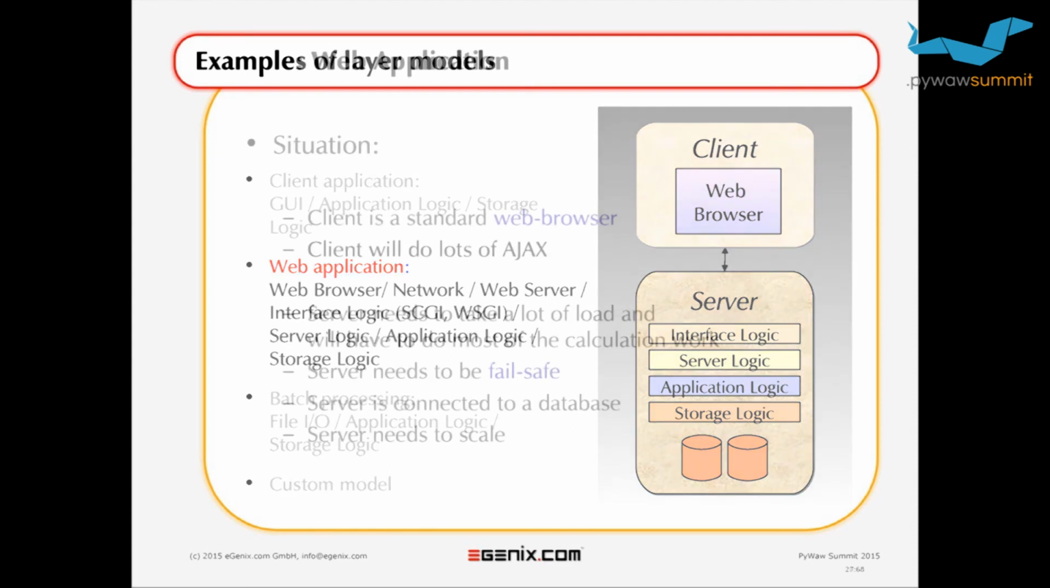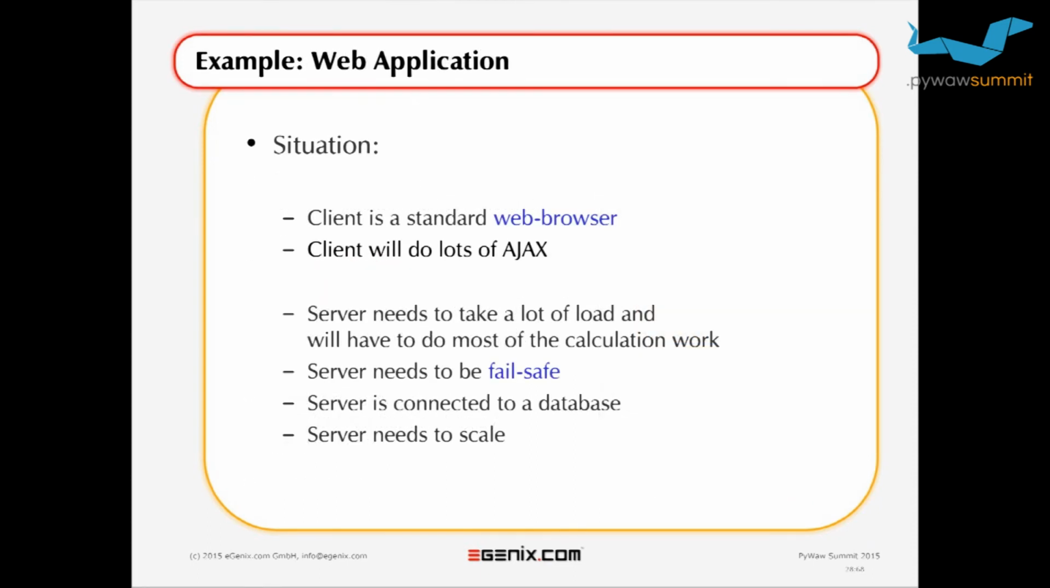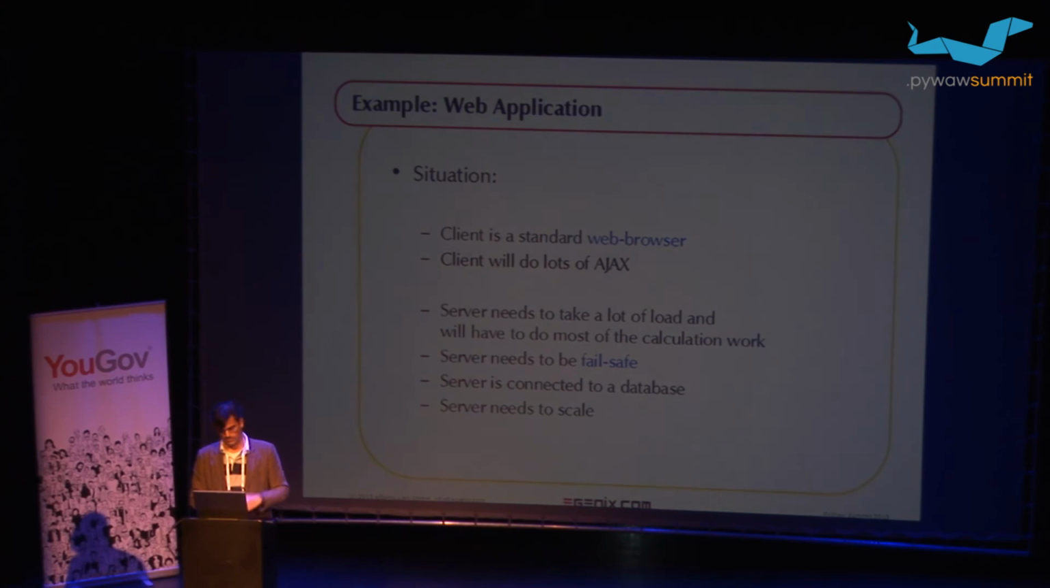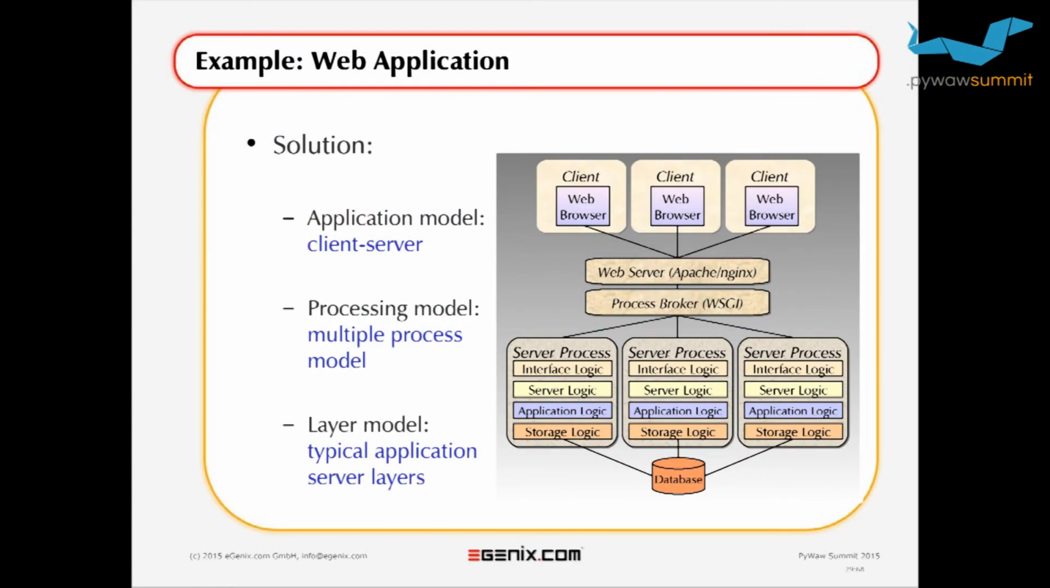So let's have a look at the web application model, because that's probably what many of you know. So you have a standard situation. The client is your web browser. The web browser will do AJAX to get the data from the server side. The server needs to take a lot of load, and it has to do all the numeric stuff. It needs to be very stable. It needs to be fail-safe. If something breaks, you don't want the whole site to go down. You just want maybe one process to go down. It's connected to a database and needs to scale. Well, the usual stuff that you have for web applications, right?